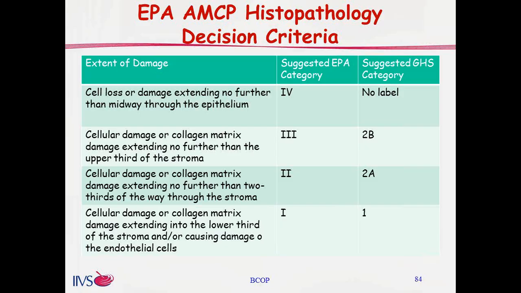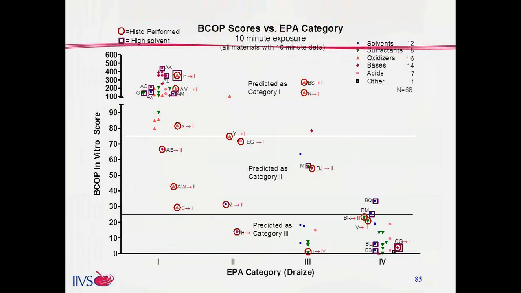And using this concept, we looked at the histopathology for those corneas treated in the BCOP assay with these antimicrobial cleaning products and gave also a rough assessment of a suggested EPA category, based on the types of damage and lesions that we saw and the depth of those lesions into the cornea. We found that among those products where we only had cell loss in the upper or mid epithelium, those were likely EPA category 4s. Those which just extended perhaps into the upper stroma were likely EPA category 3s, and so on and so forth. And of course, the severes were those that caused damage well into the stroma of the bovine cornea in the BCOP assay.